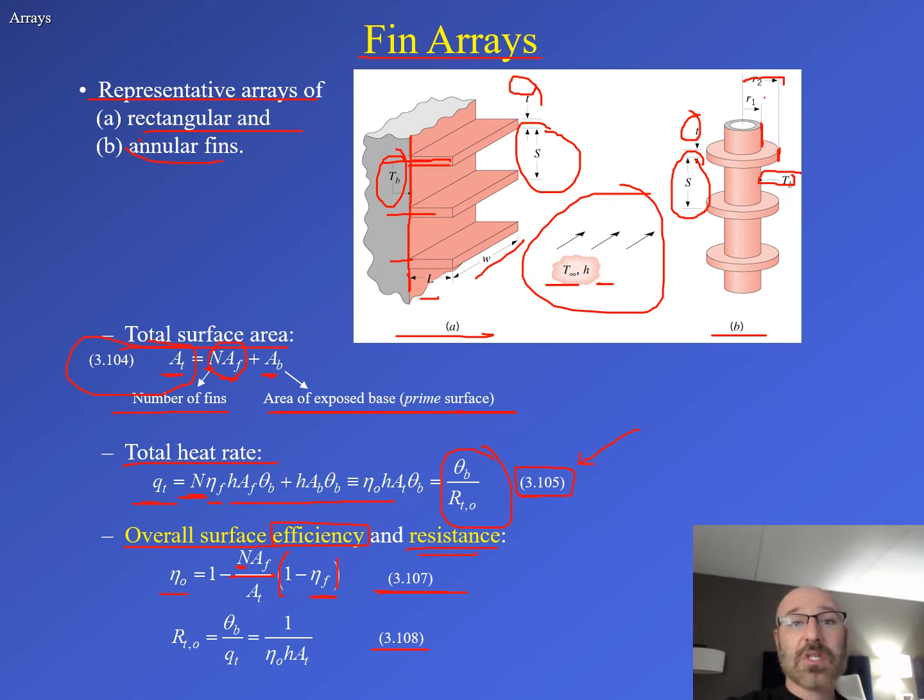And the same thing for resistance. The overall resistance is equal to Q naught over B, so theta B over Q sub T, which is equal to 1 over the overall surface efficiency times H times A sub T, which again is from equation 3.104 up top. So we can plug all that in and get equation 3.108.